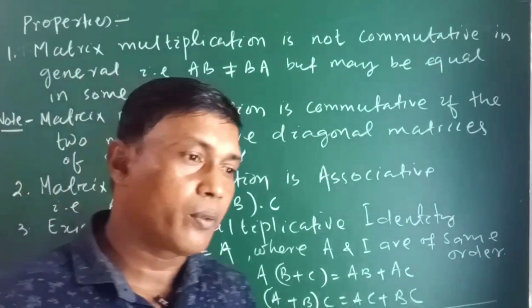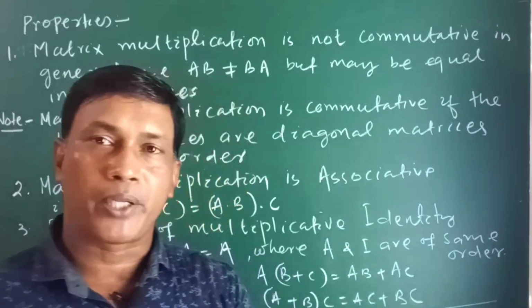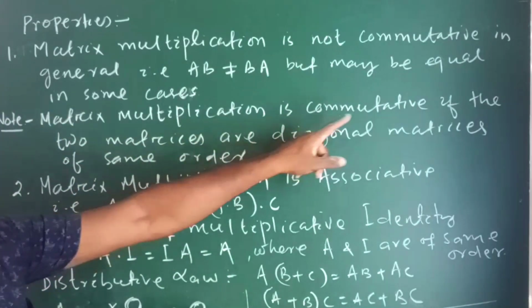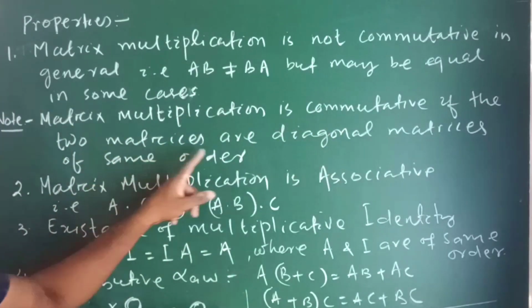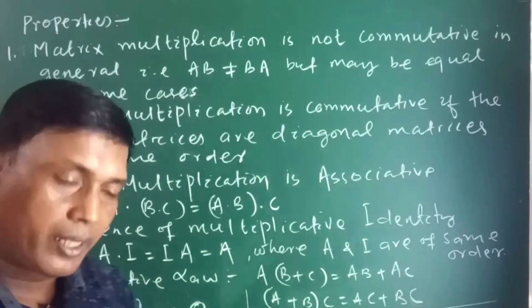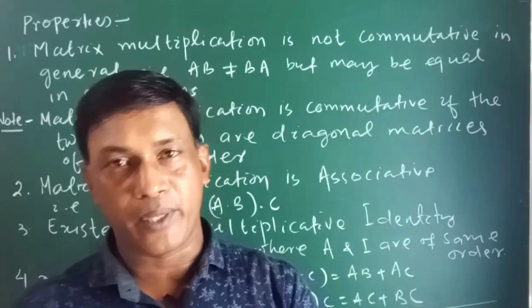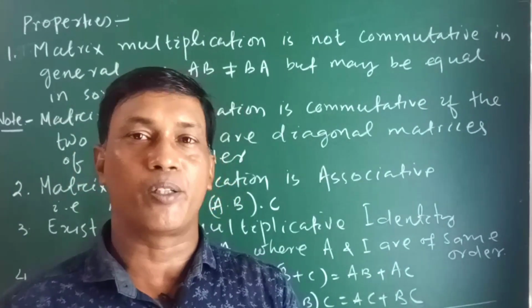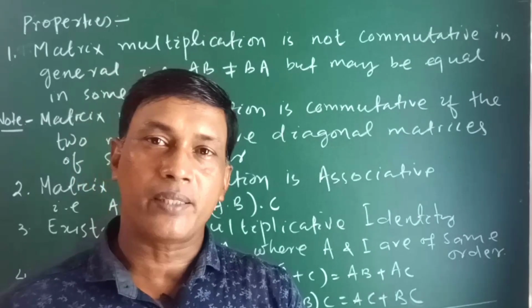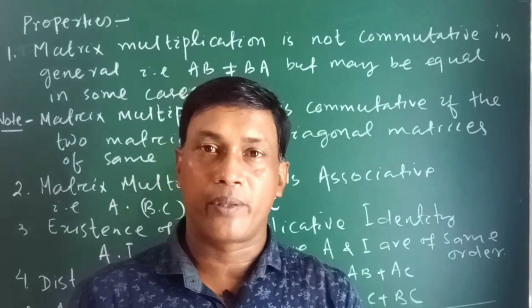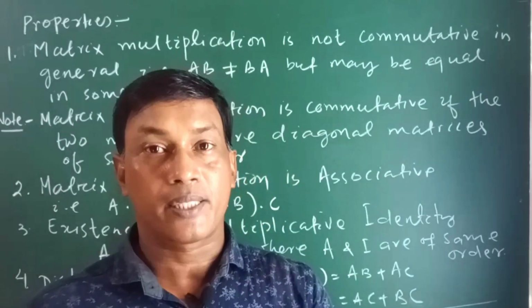But there is only one case where the product is commutative, and that is when the two matrices are diagonal matrices of the same order. If A and B are two diagonal matrices of the same order, then A into B is equal to B into A. That means product is कम्यूटेटिव. सो प्रोडक्ट कब कम्यूटेटिव होगा? जब A एंड B टू डायगोनल मैट्रिक्स होंगे एंड ऑफ सेम ऑर्डर.